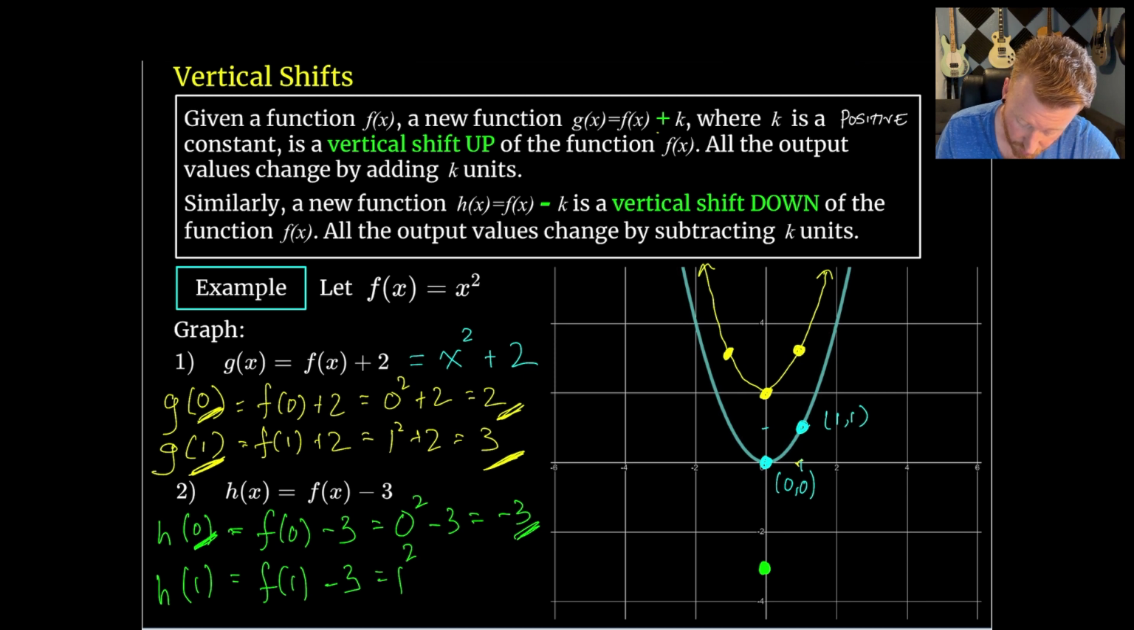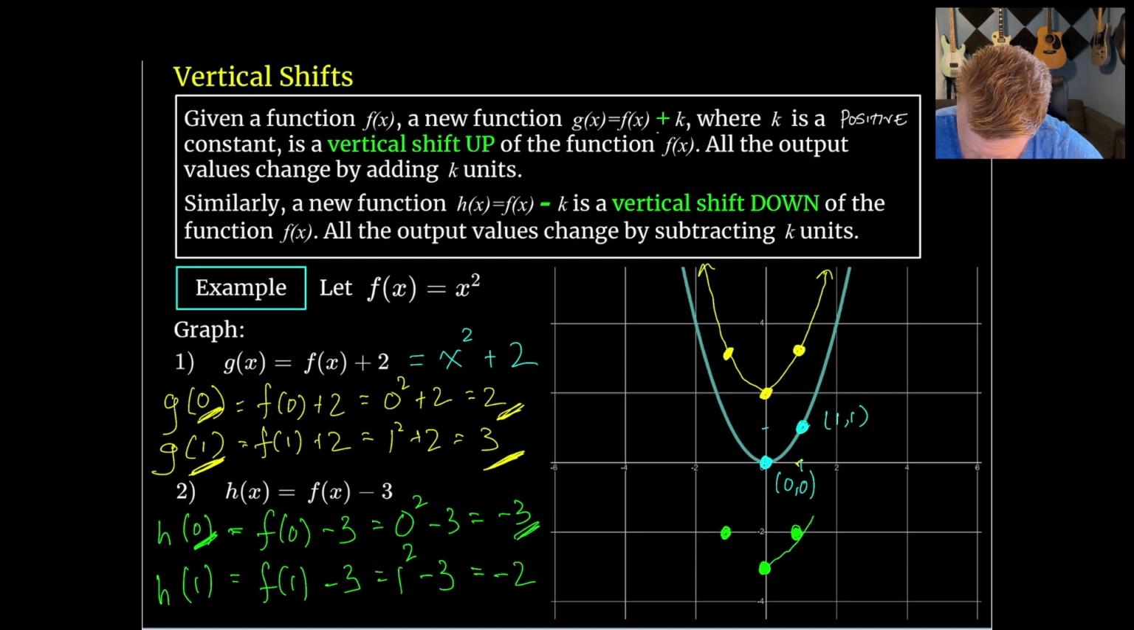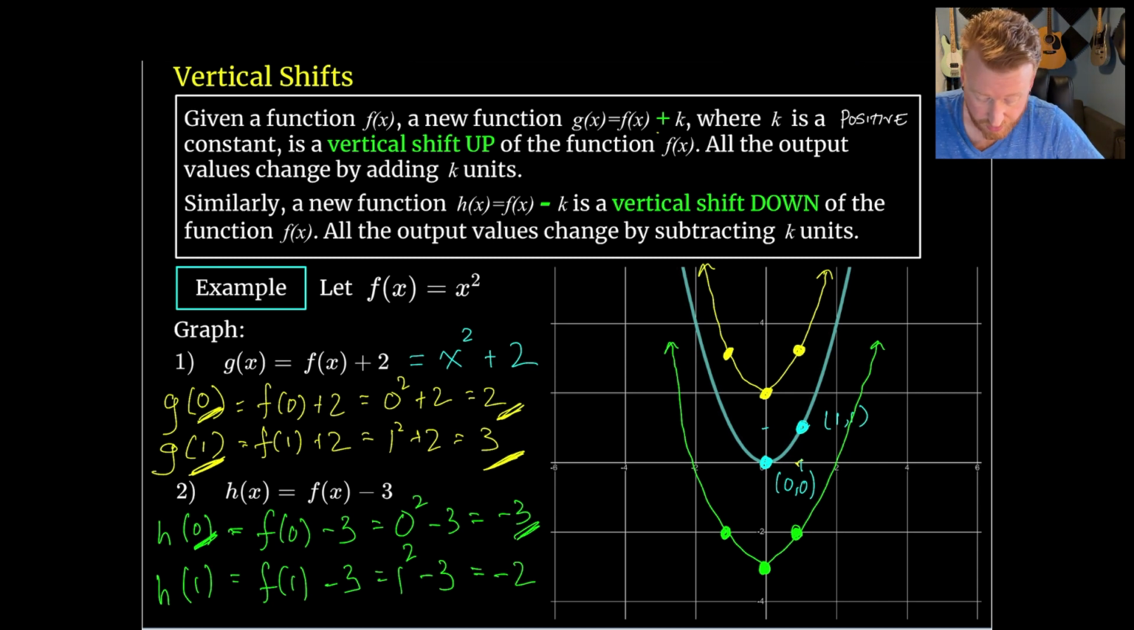So this will give me 1 squared minus 3, which is 1 minus 3, which is negative 2. So that means that at 1, I've got a point here at negative 2, and same thing on this other side here. If I plugged in negative 1, I would also get a result of negative 2. Now we've got this new function that, again, looks very similar to the parent function of x squared, but now everything is shifted down 3 units.